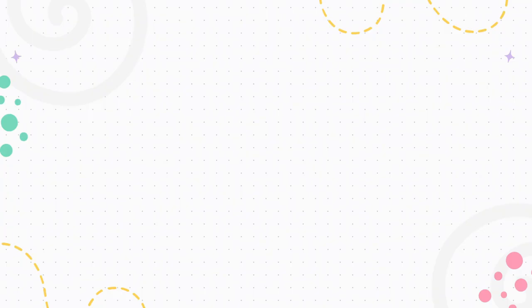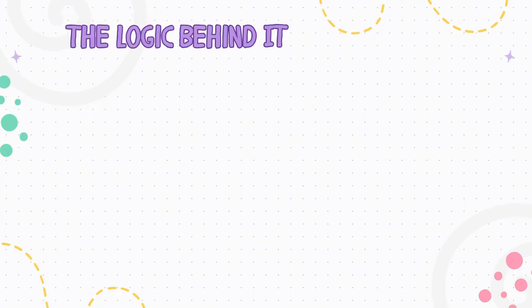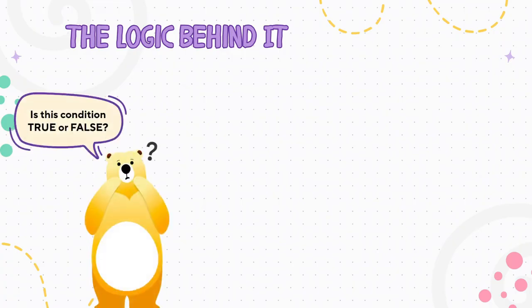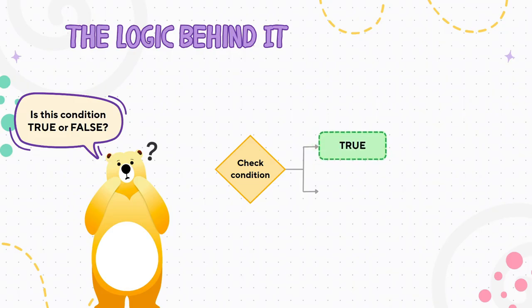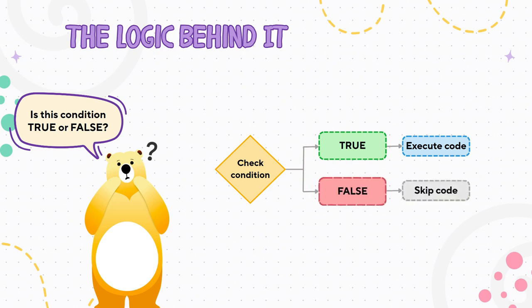So before we get into coding, let's understand the logic behind conditional statements. Every conditional statement in R comes down to one simple question: is this condition true or false? And R does not guess. It evaluates the condition, gets either a true or false value, and then decides what to do. If the condition is true, the code inside the code block will run. That is, the code will execute. And if it is false, the code is skipped, or R moves to another option like the else block.